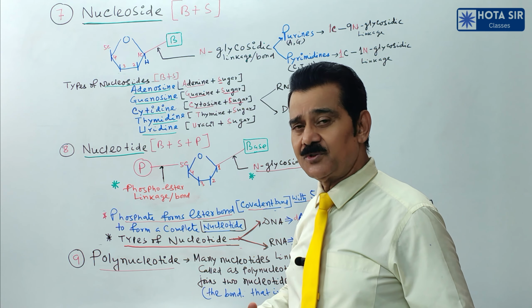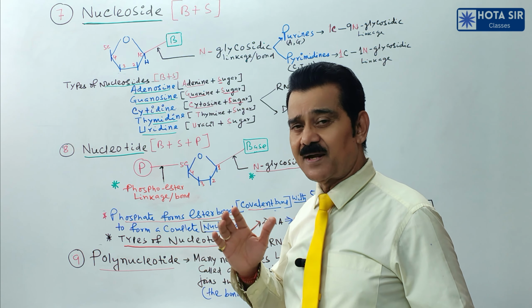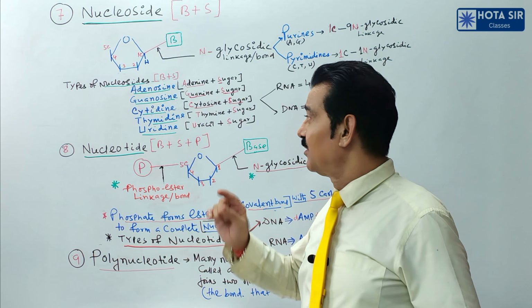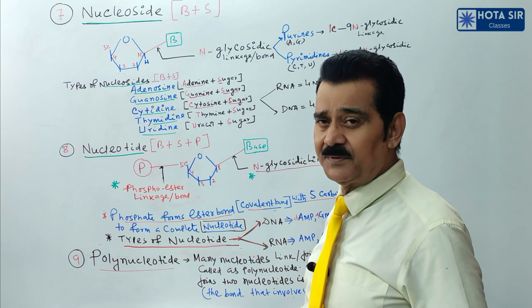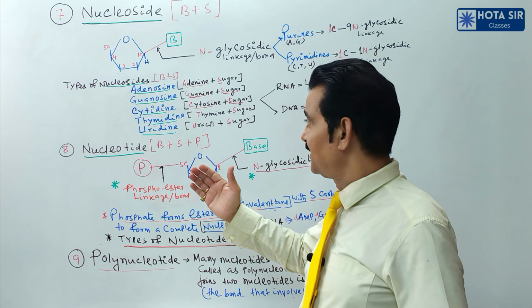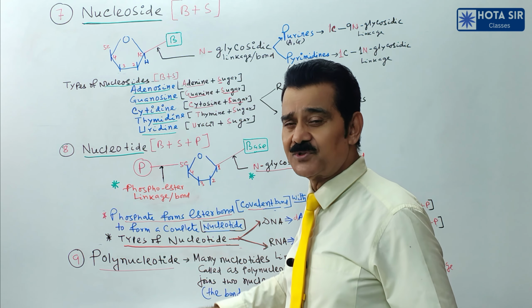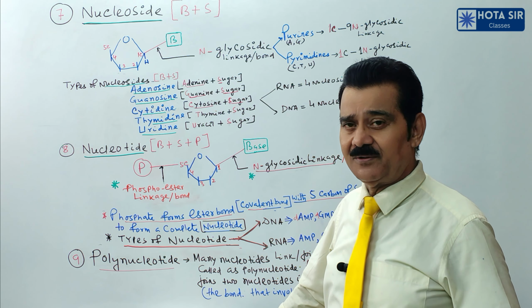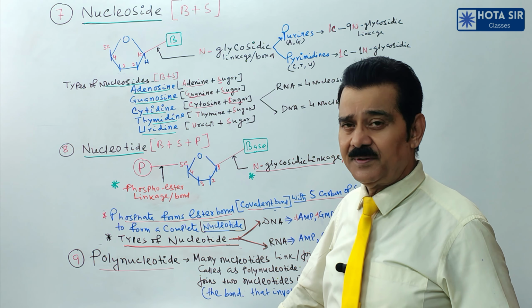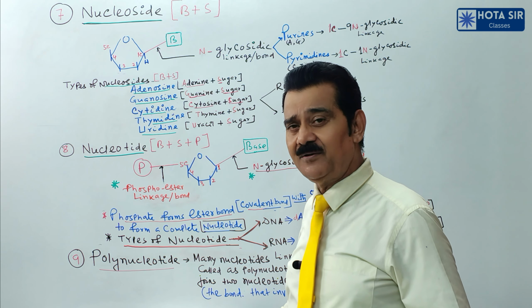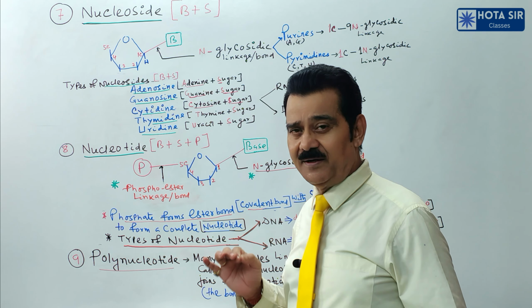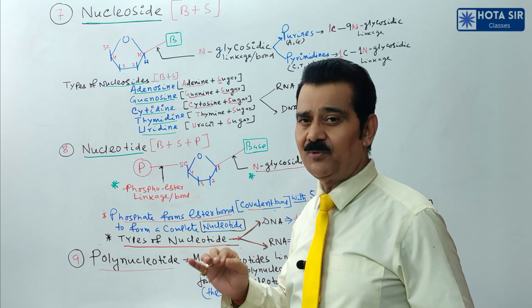So base is attached to carbon number 1 of the sugar molecule with the help of a linkage or bond called N-glycosidic linkage. Clear? Now there are different types of nitrogenous bases: adenine, guanine, cytosine, thymine, uracil. Now in DNA, the nitrogenous bases are adenine, guanine, cytosine and thymine, whereas in RNA, the nitrogenous bases are adenine, guanine, cytosine and uracil.